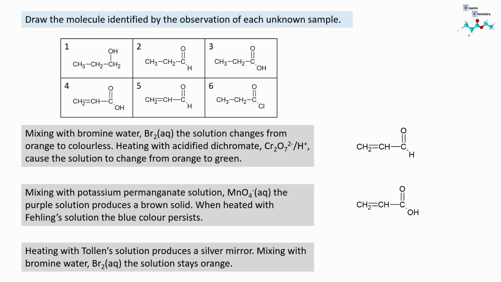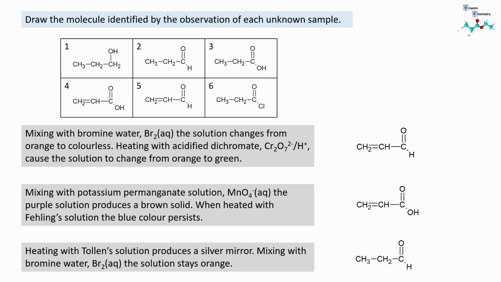So it can't be 4 or 5, it can be 1, 2, 3, or 6. It does produce a silver mirror, so it must have the aldehyde functional group because Tollens reagent only reacts with aldehydes. That leaves us with molecule 2. It is an aldehyde that doesn't have a double bond. And that is our final unknown molecule.